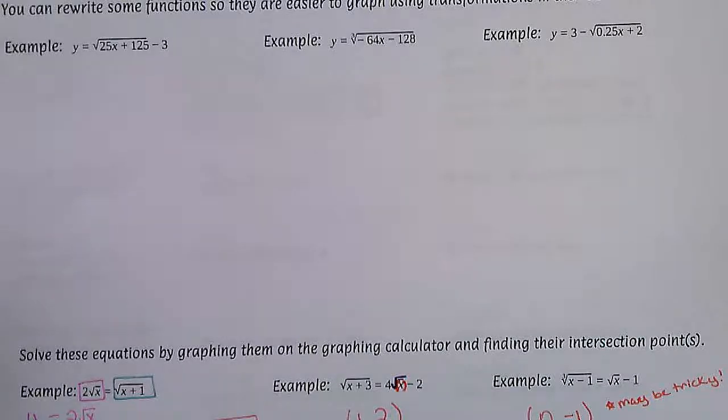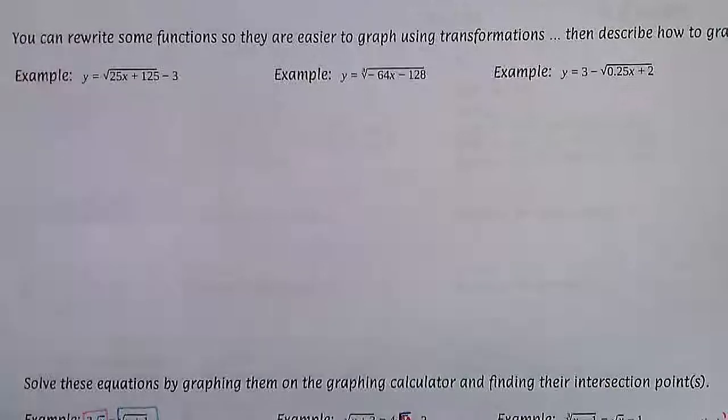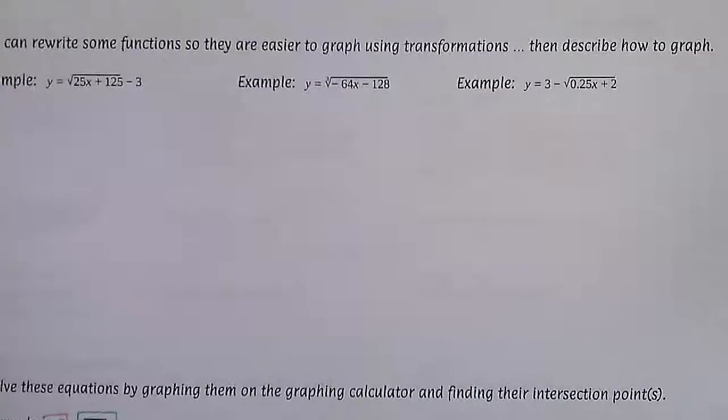So let's do this last bit of 6.8. This is going to be 6.8b, and we're on the second page of your note sheet, the top. We are going to learn how to rewrite these functions so they're easier to graph using transformations, and then we're going to describe how to graph.